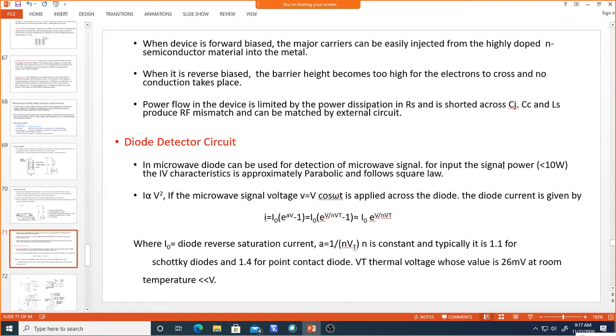This works when the input power is less than 10 watt. If the power goes higher, then the burning out effect will come. The I-V characteristic of this diode is approximately parabolic and follows the square law, so I is proportional to V square. We can see here.